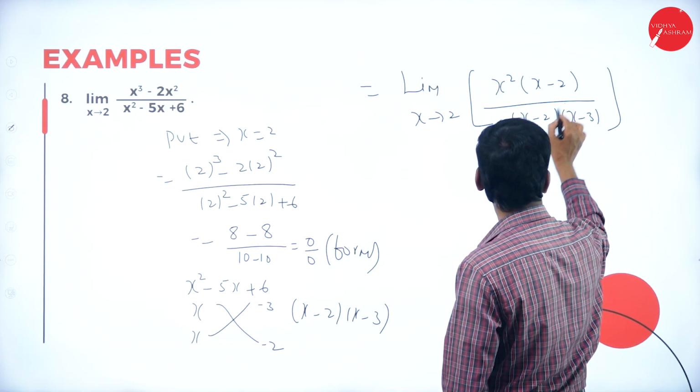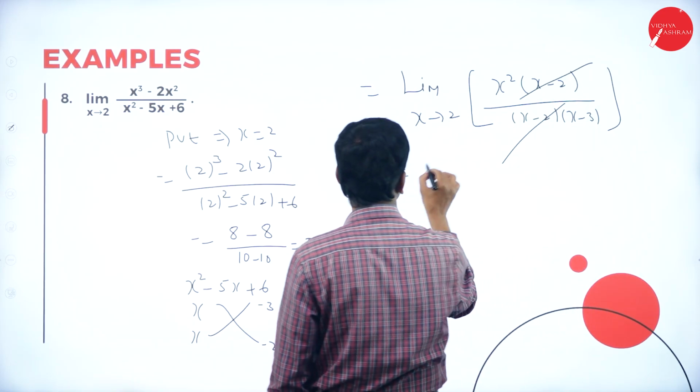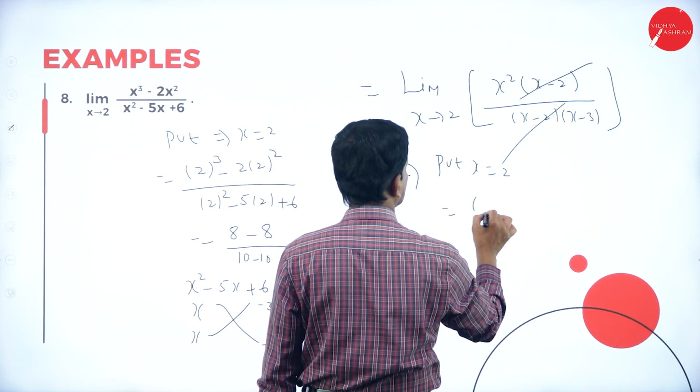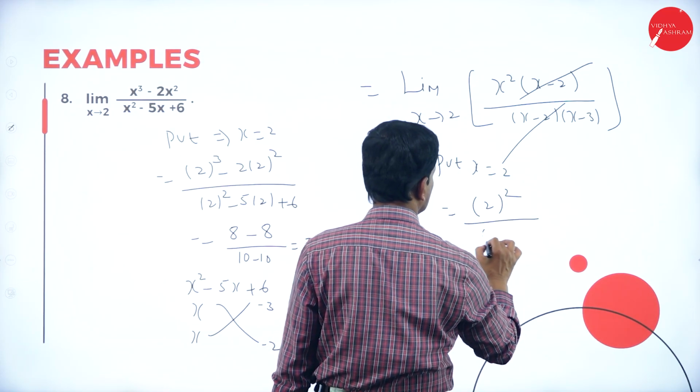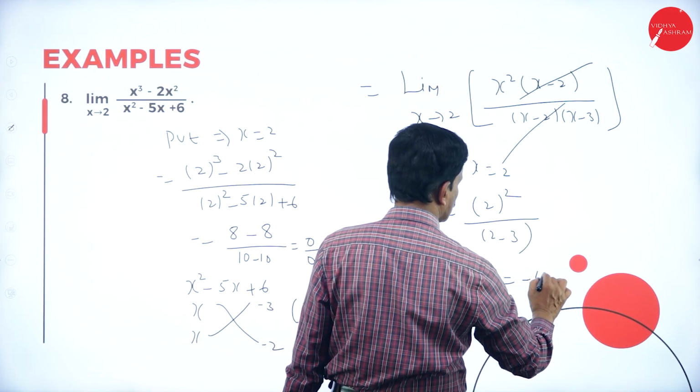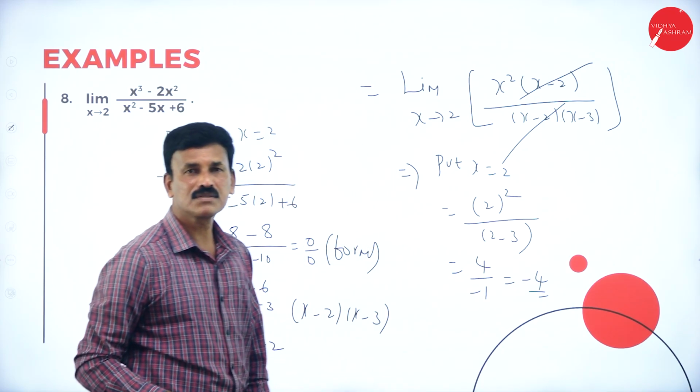Now cancel this, x minus 2 gets cancelled, put x is equal to 2. What you will get, 2 square divided by 2 minus 3, 2 square is 4 divided by minus 1, that's equal to minus 4. Minus 4 is the simplified answer.